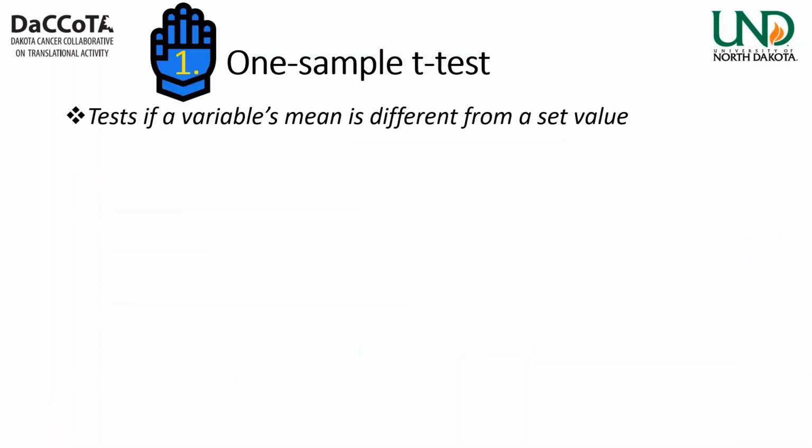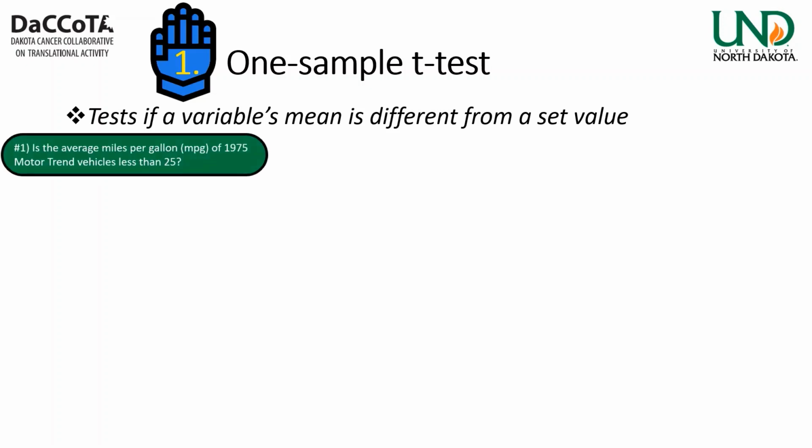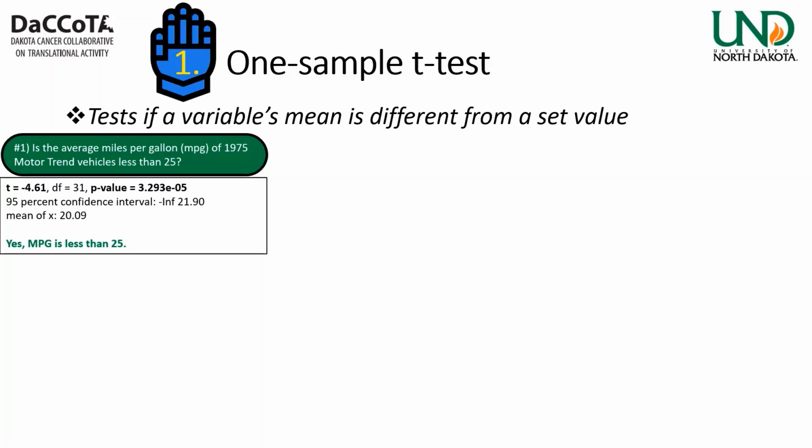Let's ease our way in here with 1 sample t-tests. These test if a variable's mean is different from a set value. It's one of the simplest tests you can do. So for example 1, is the average miles per gallon of motor vehicles less than 25 for this 1975 data set? Can put this into R. Here's some of the results.